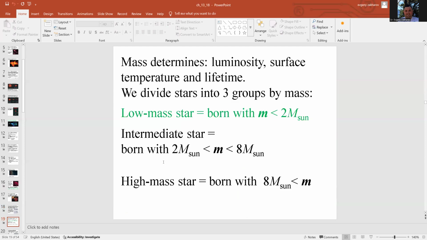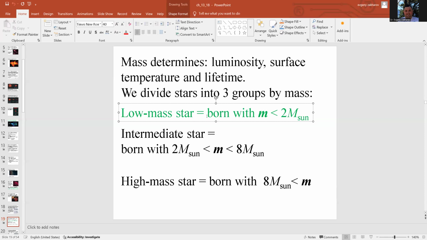So mass determines everything. Remember, mass is really the most important fundamental parameter. If a star is a low mass star, it has a certain lifestyle and lifespan. If it's a high mass star, it's a totally different scenario, even though it's the same like stars, right? They're stars and they live on nuclear fusion and everything.